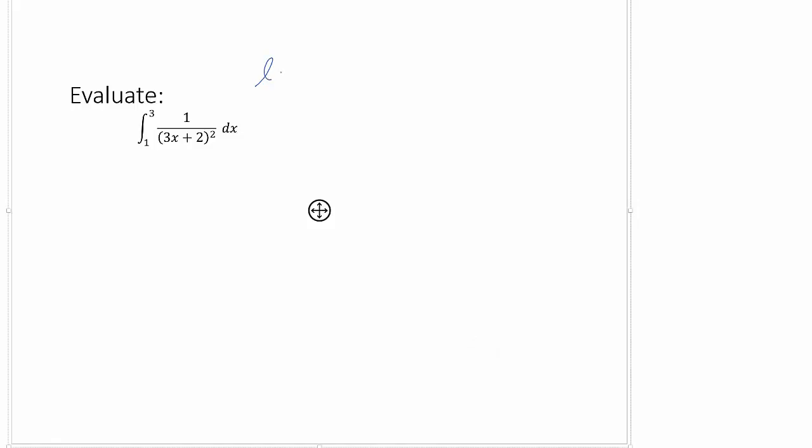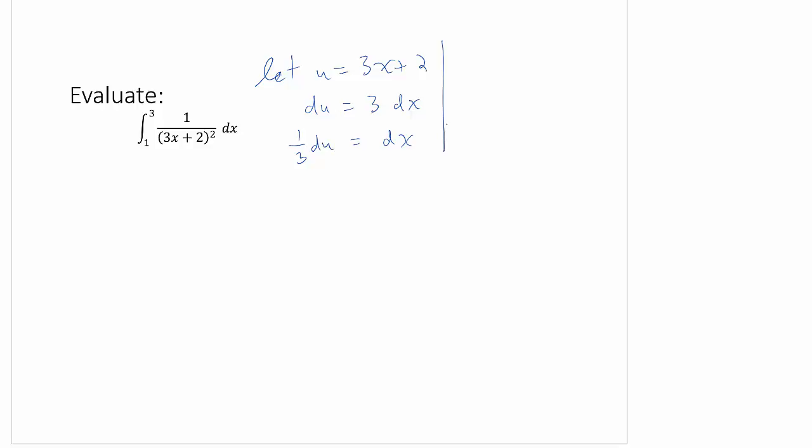All right, so I'm going to let u equal 3x plus 2. Then du would equal 3 dx. Or we can say then that dx would be 1/3 du. And if x is equal to 1, the lower bound on the integral, then u would equal 3 times 1 plus 2, which is 5. And if x equals 3, the upper bound, then u would equal 3 times 3 plus 2, which is 11.